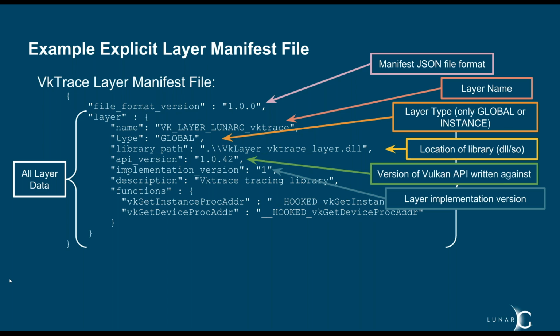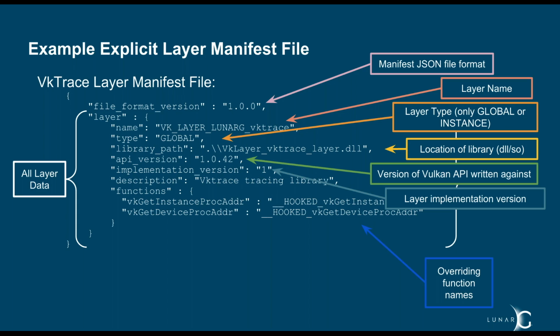We also offer a description field, which is just exactly what it sounds like, a description of the layer. And then we have this functions block. The functions block specifies the name of vkGetInstanceProcAddress and vkGetDeviceProcAddress. If you don't specify this block, that's fine. It will just use the default names.